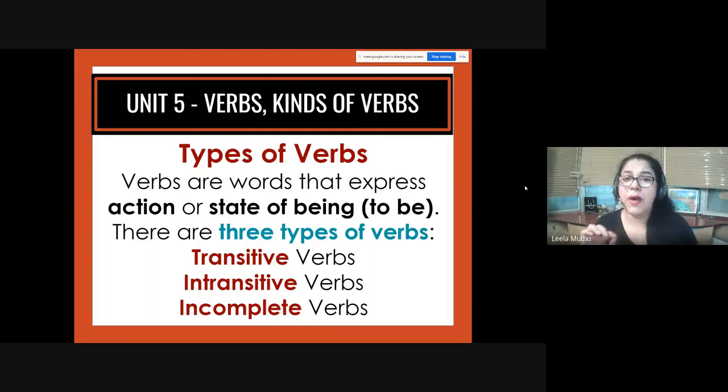The dog wagged its tail. So the tail is the object in the sentence. Okay? All right. So in this case, the verb wagged in this sentence is a transitive verb. Okay? So now we'll go into a lot more detail about transitive verbs through the examples that I have in this slide.